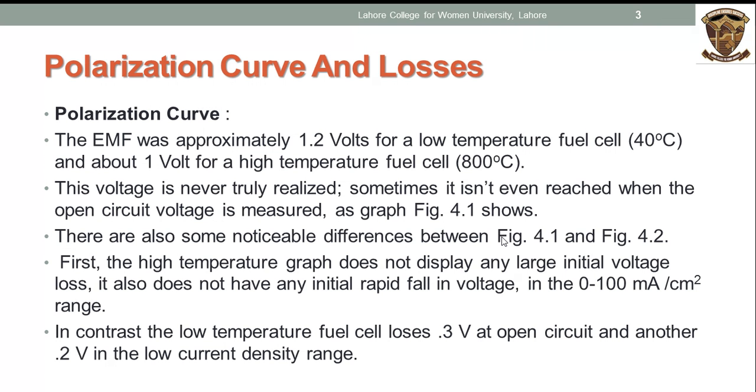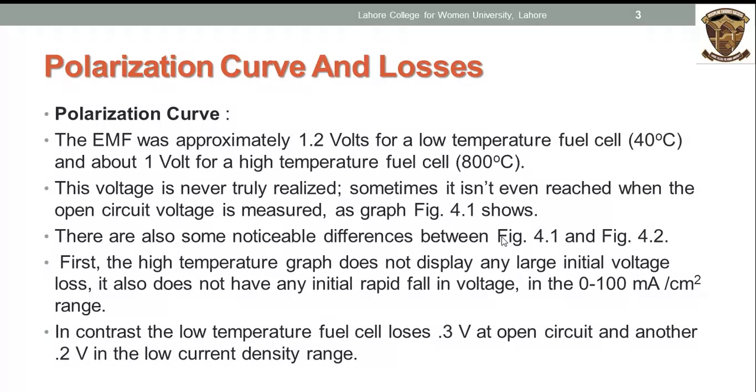Polarization curve. The EMF was approximately 1.2 volts for a low temperature fuel cell, that is 40 degrees centigrade, and about 1 volt for a high temperature fuel cell, that is 800 degrees Celsius. This voltage is never truly realized. Sometimes it is not even reached when the open circuit voltage is measured, as figure 4.1 shows. In the next slide I will tell you.